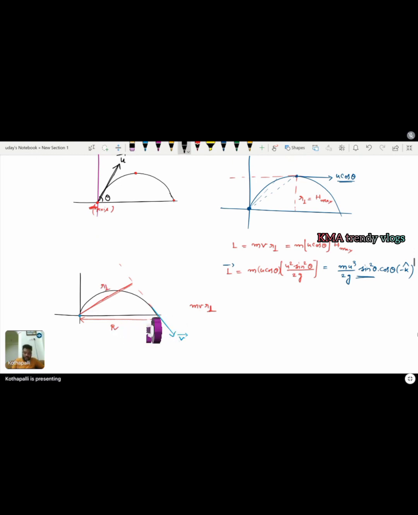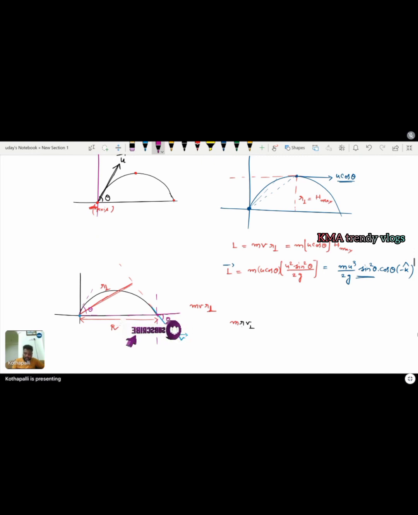Or one more possible case is m r v perpendicular. Here r is this only, not the perpendicular distance. This r is the position at that instant, that means range only. So v perpendicular will be like this. If it is projected at an angle theta with the horizontal, theta will remain the same.